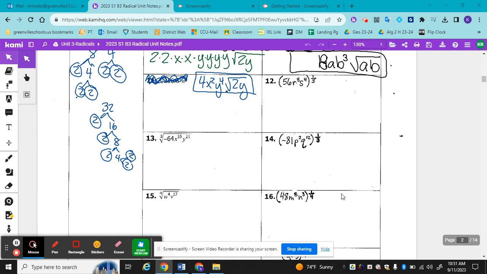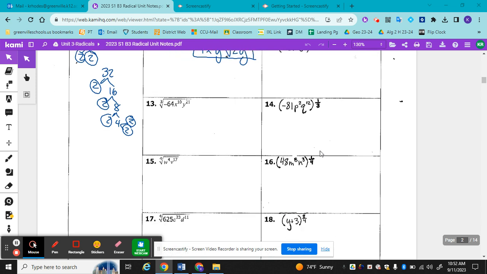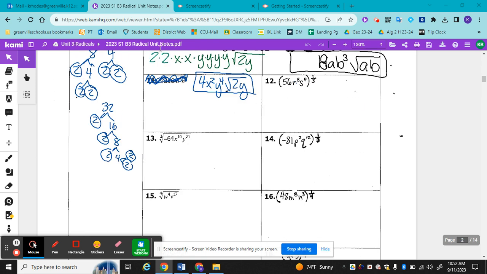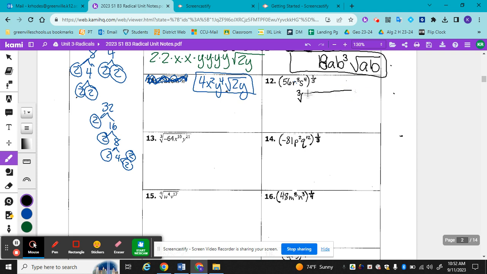Just to practice simplifying radicals before we move on to adding, subtracting, and multiplying radicals, I'm just going to do the evens real quick that we didn't get to on Friday. So remember, the top is your power, the bottom is your root. So this is the cube root of 56 r to the 8th s to the 4th.